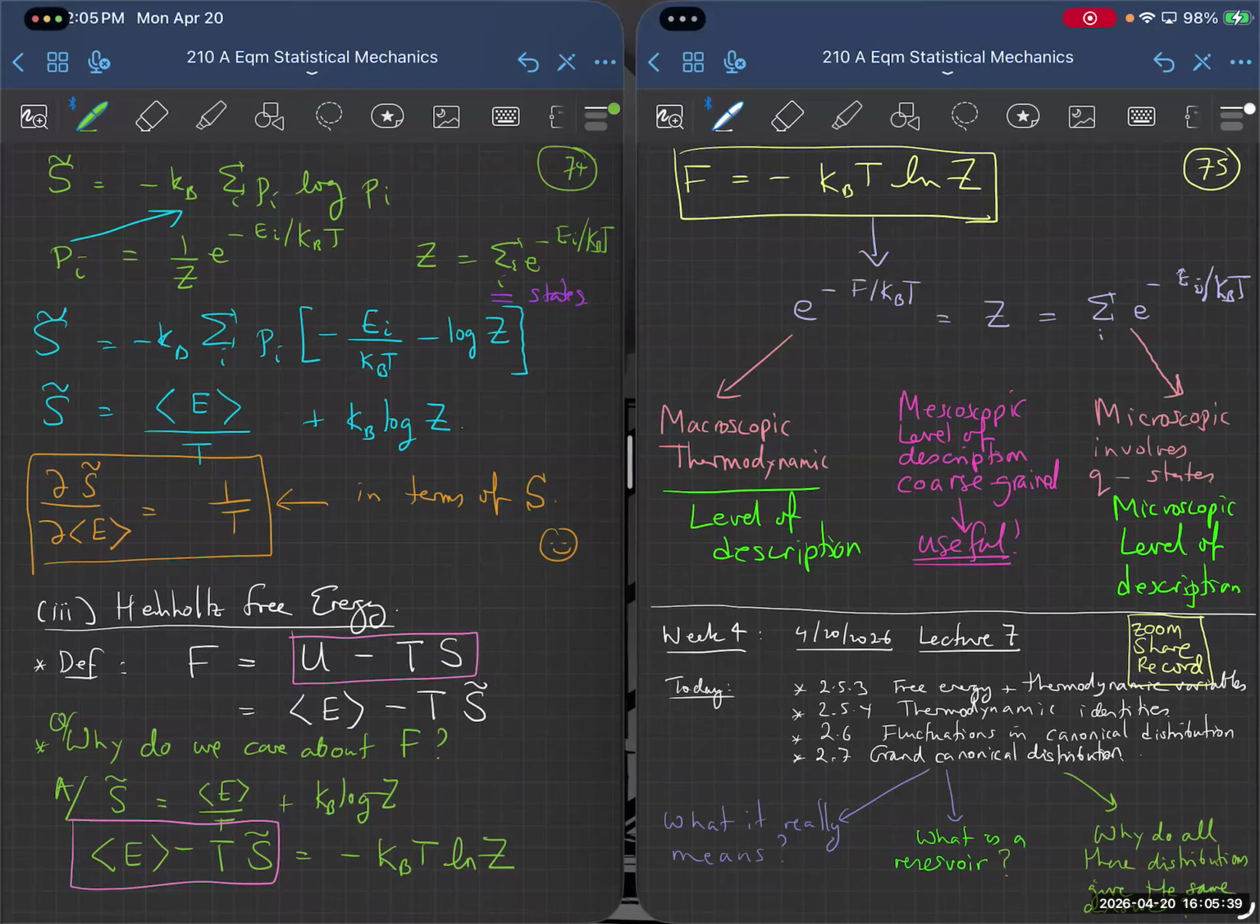Then at the end, in the second part of the lecture, we will talk about what's called the grand canonical distribution, where we now allow the numbers of particles to fluctuate as well as the energy. I will show you the physical interpretation of what that means, and so today you will finally learn what we mean when we talk about the reservoir in statistical mechanics. That's probably as far as we'll get today. So let's get started.